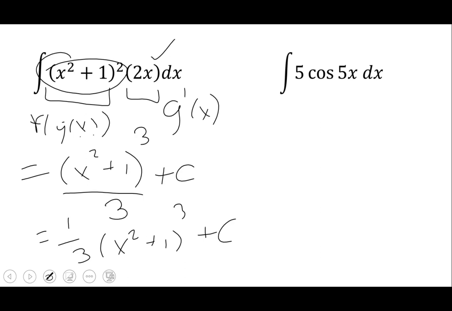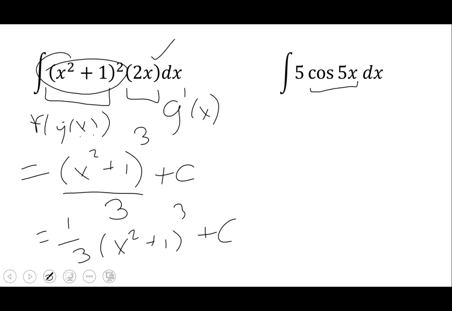that f of g, looking at what else is present in the problem to see if you have g prime. If you do, then integrate. If you don't, make a compensation. So here for number 2, 5 times the cosine of 5x.